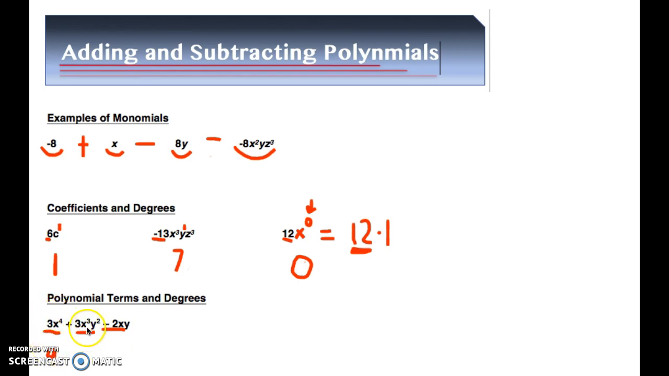Now if I look at the degree of my first term, it's a 4. I look at the degree of my second term, and I add the exponents and I get a 5. The degree of my third term here is a 1 and a 1, which is a 2. When you are asked for the degree of the entire polynomial, what you do is you find the highest degree, and that's the degree of the whole polynomial.